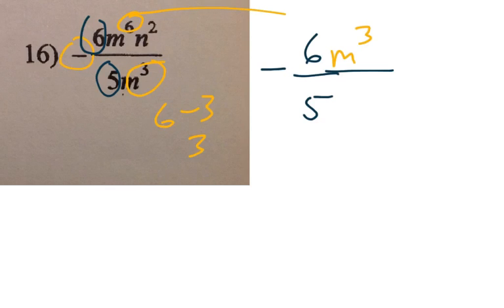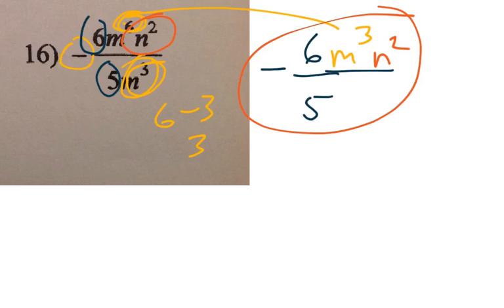Now why did I put it in the numerator is because the 6 is going to win. There's more m's with 6m than 3m's, right? So 6 minus 3 is m3 there. And the n squared, notice there's no n to simplify, so it's still n squared. So there's my answer. Pause the video if you need to.